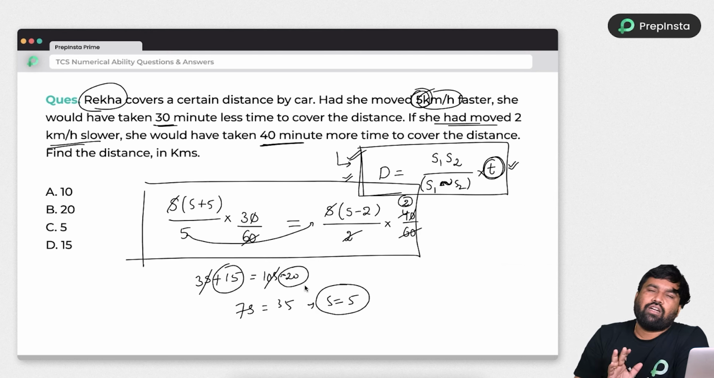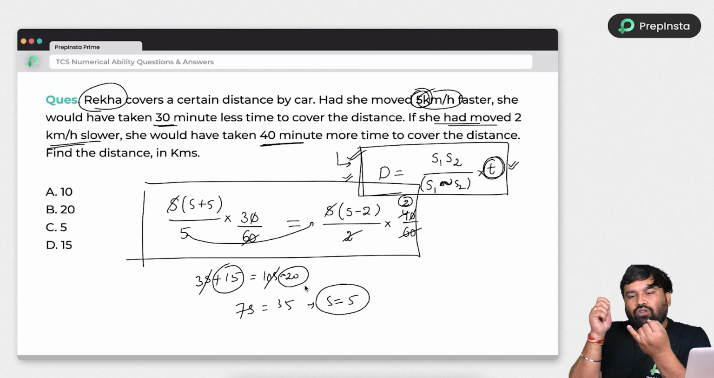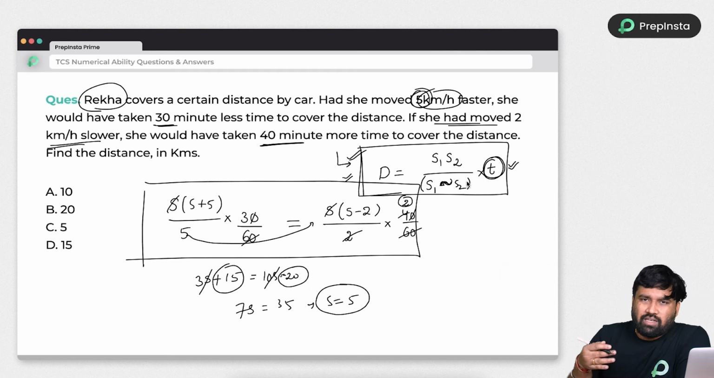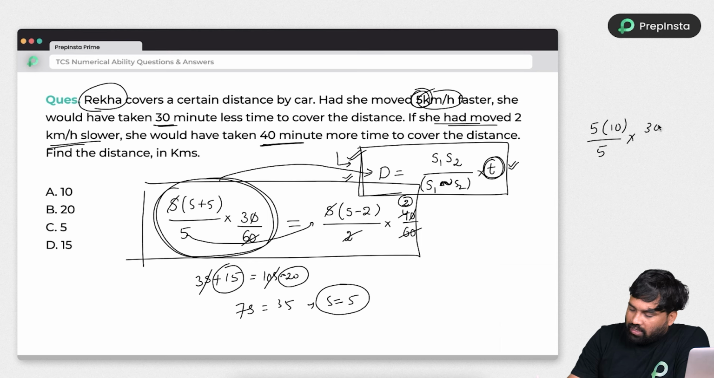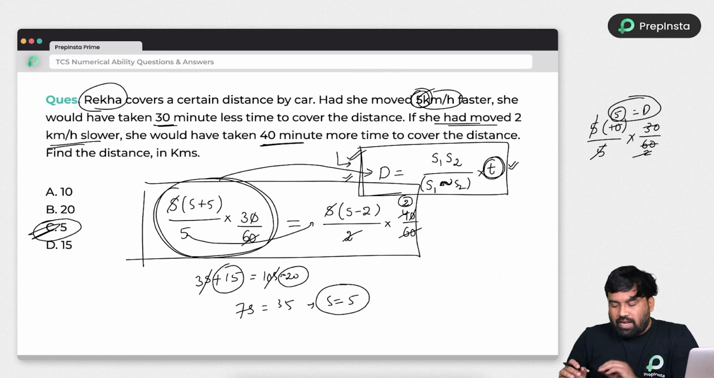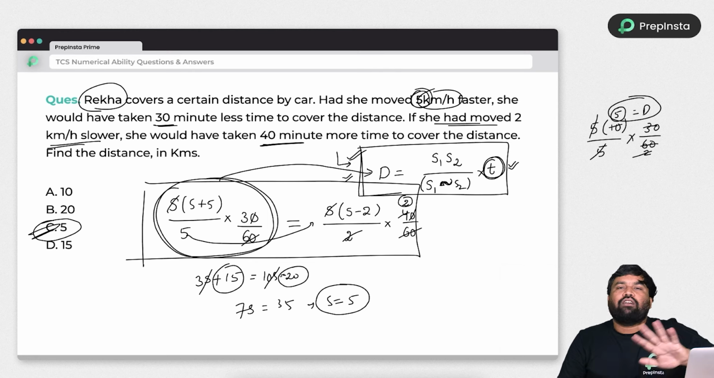See how simply we calculated the s value. If I know speed, can I know the distance or not? Yes, we will know. Why? Because if I substitute the s value in this, it will be equal to distance d, right? So substitute the value. See here, 5 into 10 divided by 5 into 30 by 60. So it is 1 by 2. 5 got cancelled, 2 will cancel this 5 times. So distance is also 5.